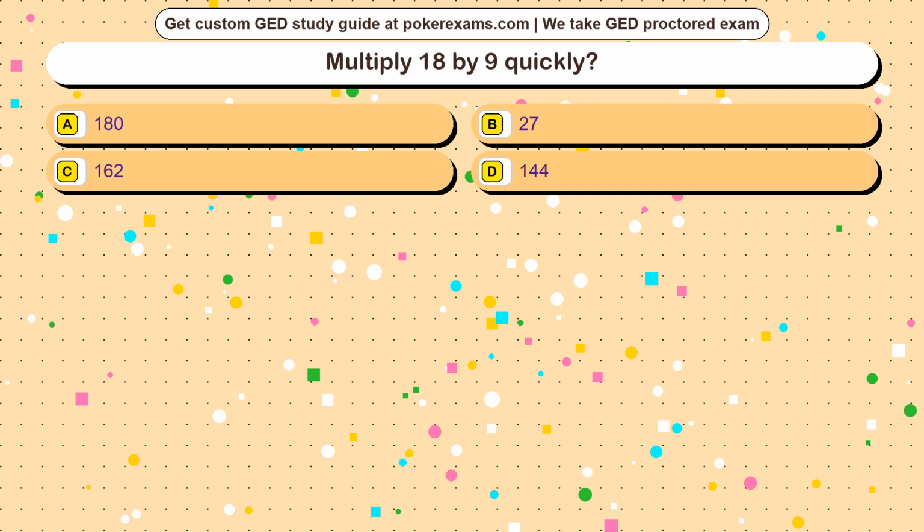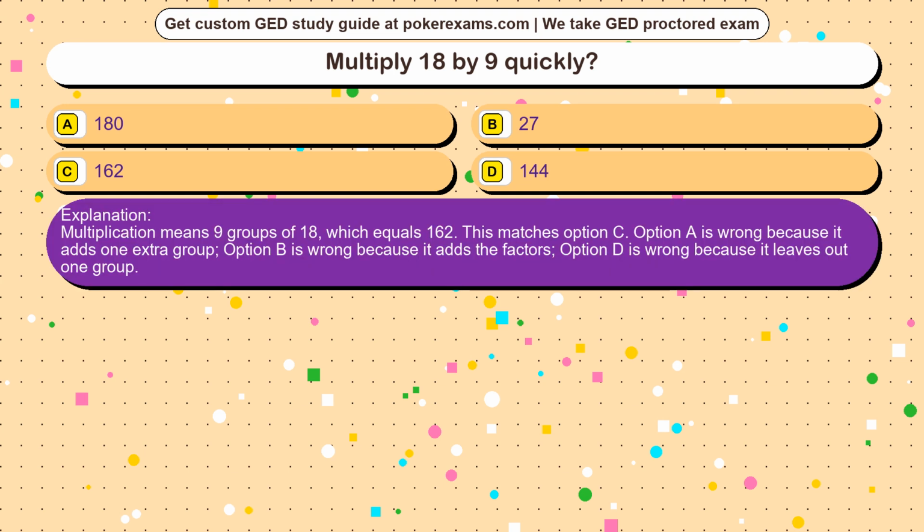The correct answer is option. Multiplication means 9 groups of 18, which equals 162. This matches option C. Option A is wrong because it adds one extra group. Option B is wrong because it adds the factors. Option D is wrong because it leaves out one group.